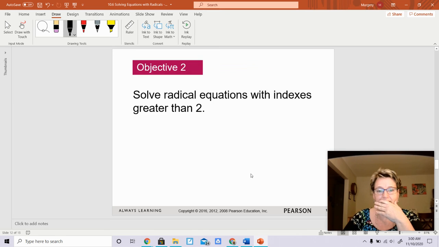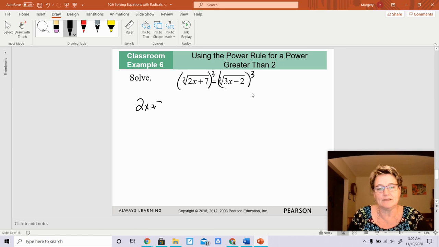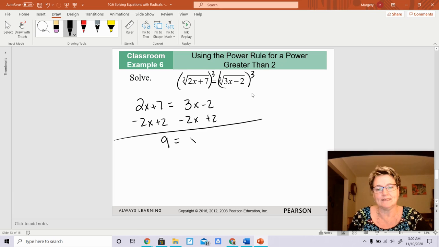I better hurry. Now this one's nice. This is the cube root. What you're going to do is you're going to cube both sides. Cube both sides. Whatever's under there, you're going to take them out. You're going to get the x's on one side, numbers on the other. So I'm going to move the 2x over. I'm going to add the 2 over here. So 7, 8, 9, and this is x.